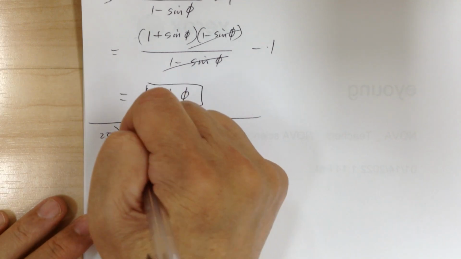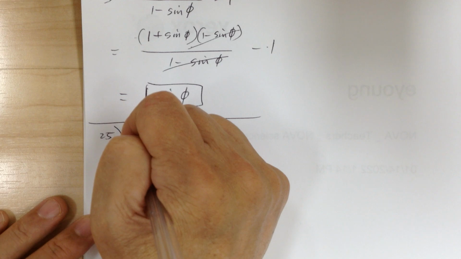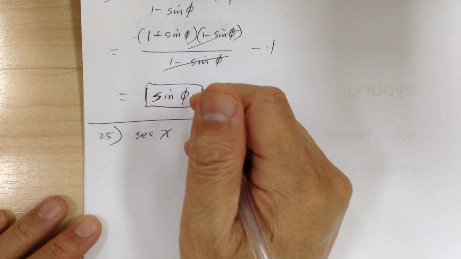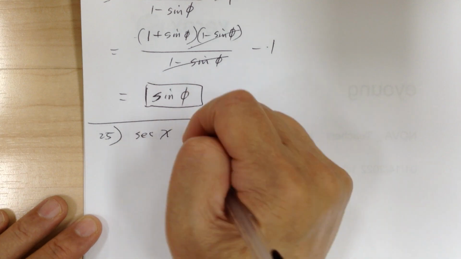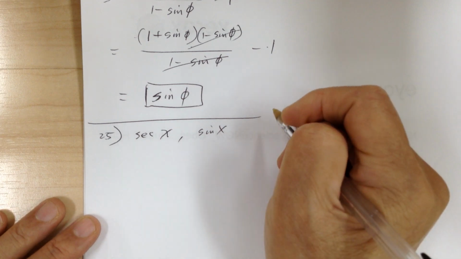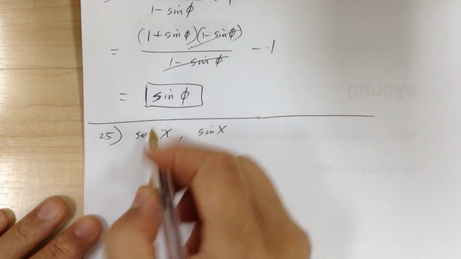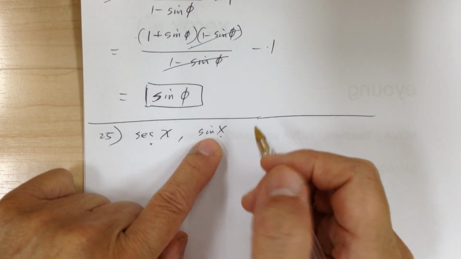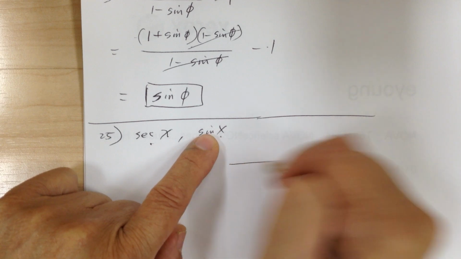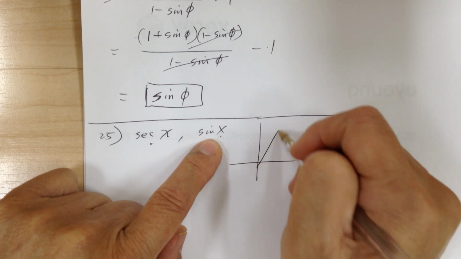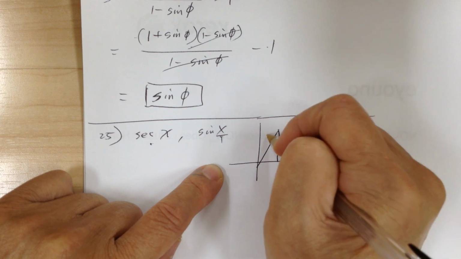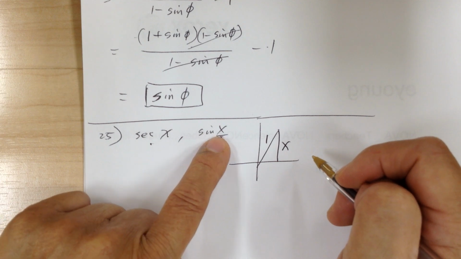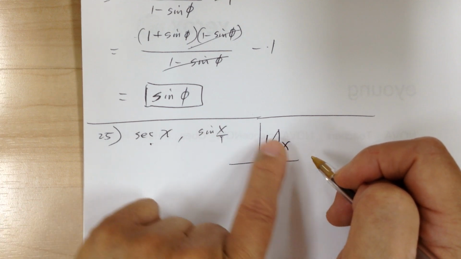Okay, number 25. Secant of x. Write the first function in terms of the second function. So you want to write this in terms of that. Then what you need to do is draw the picture. So sine of x is like x over 1. So that means this is x and this is 1. Sine is opposite over hypotenuse. So sine x over 1 means it's x over here and this is 1 over here.